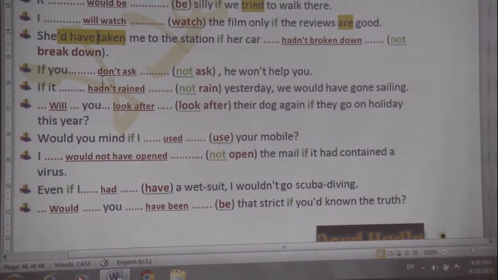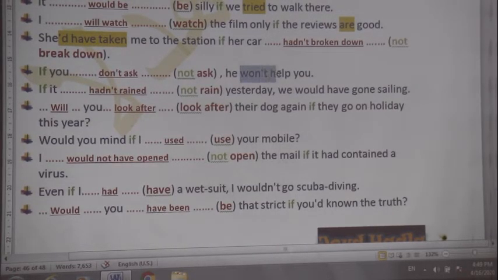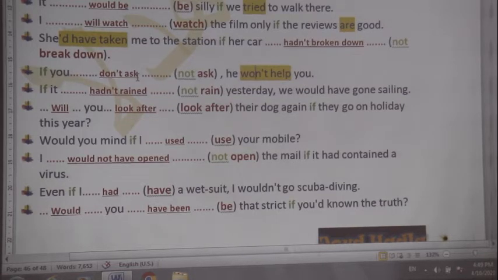The next one. Now pay attention to the second part because it's done for you. Here, as you can see, won't help, and this is the contraction form of will not help. In this case I need the present simple in the if part, namely the first form of the verb, but because it's negative I need to add do or does in the present simple. So the correct answer will be if you don't ask. Here the verb is ask, but because it's negative we need to add an auxiliary verb, which is do in this case, in order to add not. So if you don't ask, he won't help you.